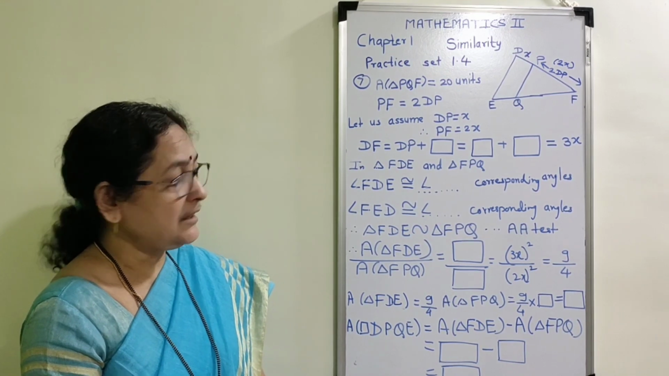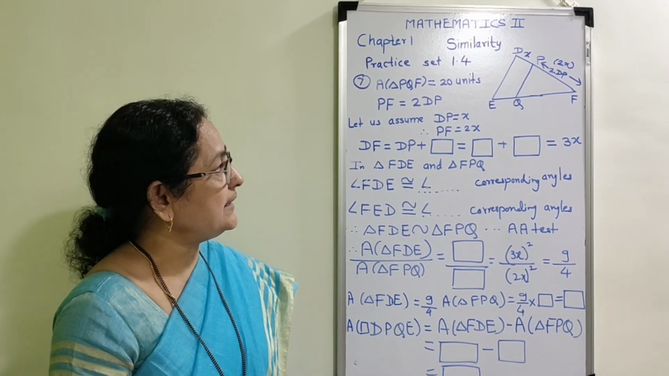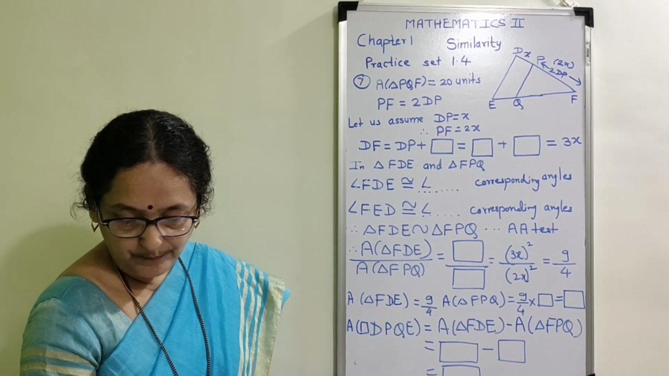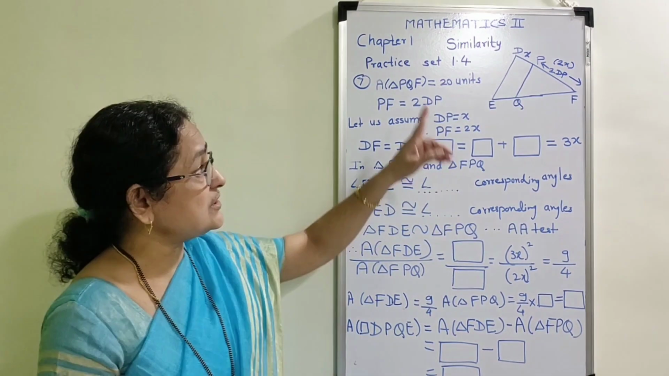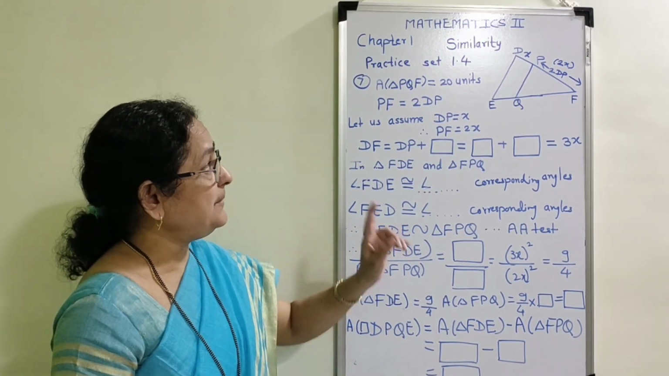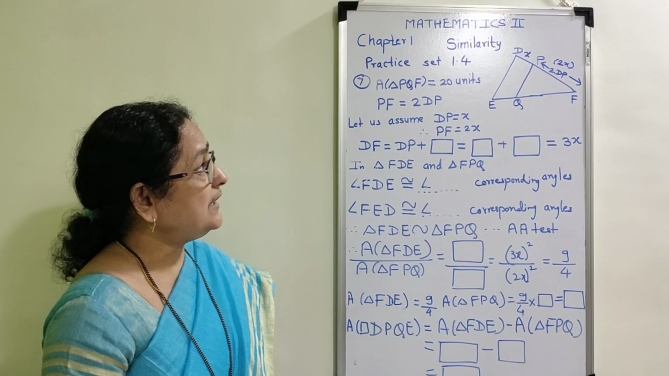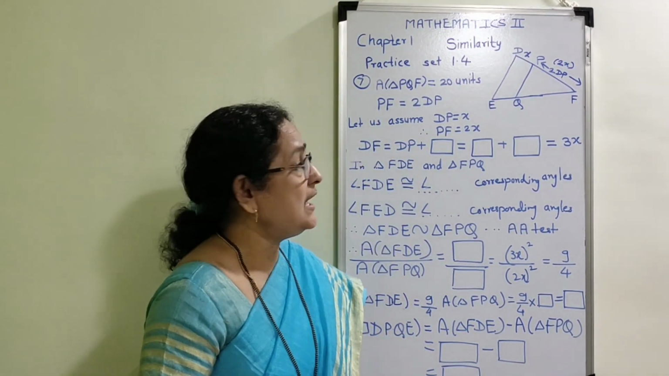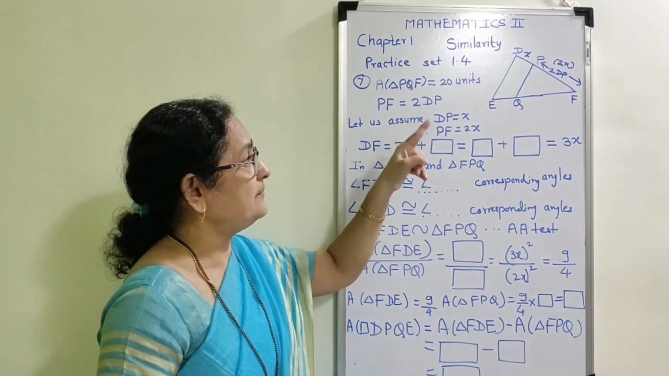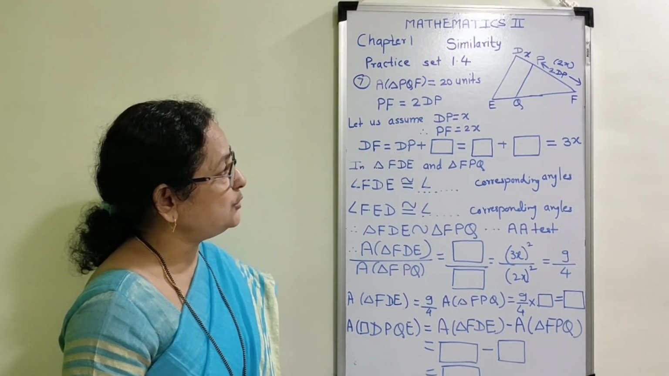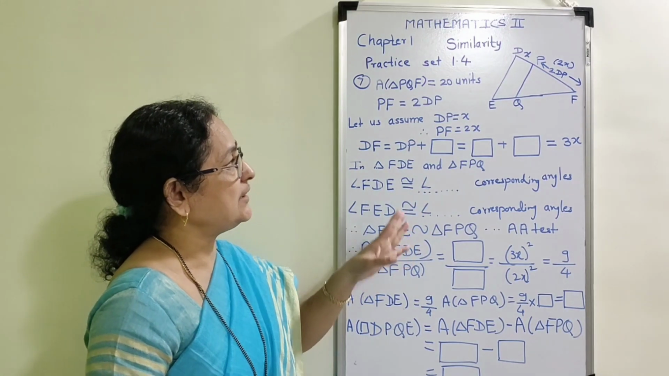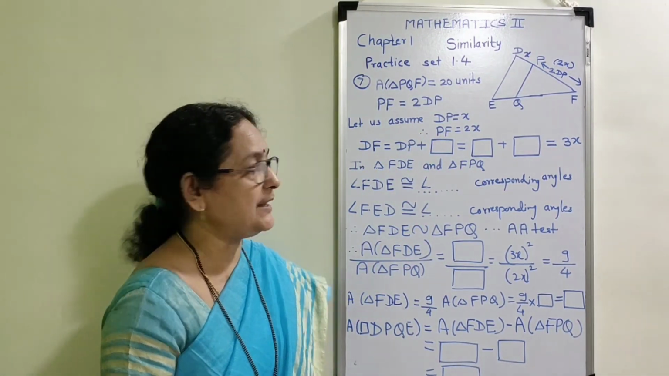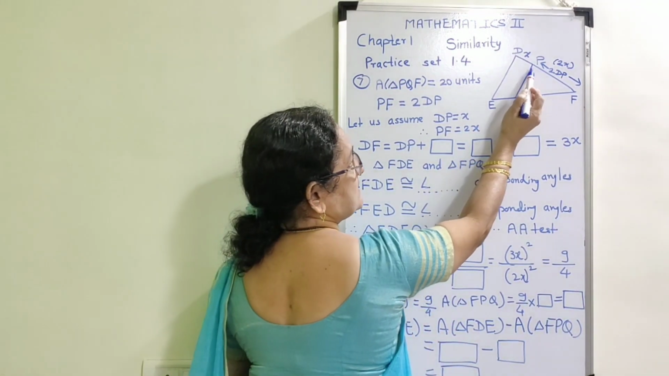Also they have given the area of the smaller triangle, that is PQF is equal to 20 units, and they have given one relationship between the segment PF as well as DP, that the length of PF is twice the length of DP. Let us consider DP is equal to X. By the given relationship, if DP is X then PF is equal to 2X.